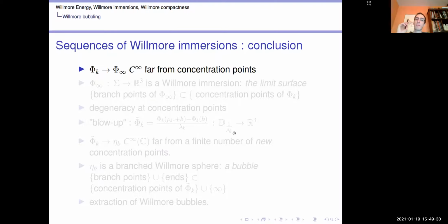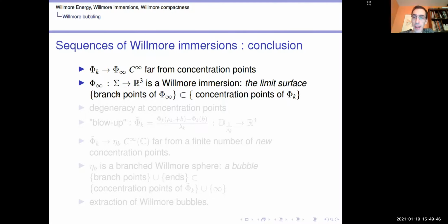So summing up, we have a smooth convergence away from a finite number of concentration points. The limit surface is a Willmore immersion, except at the point where I could not ensure the convergence. At these points, I may have branch points, but these points are the concentration points of the phi k. So phi infinity may develop branch points, but only at the concentration points of phi k. So what it means is that our Willmore immersions may degenerate at concentration points. So a priori, they are not compact. They may degenerate into branched Willmore immersions.